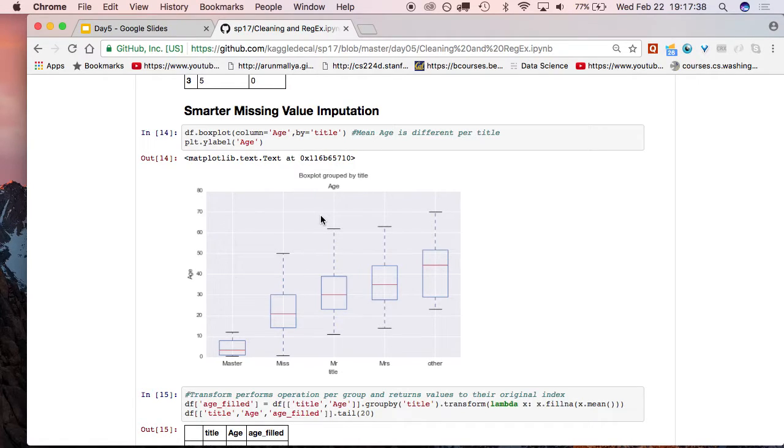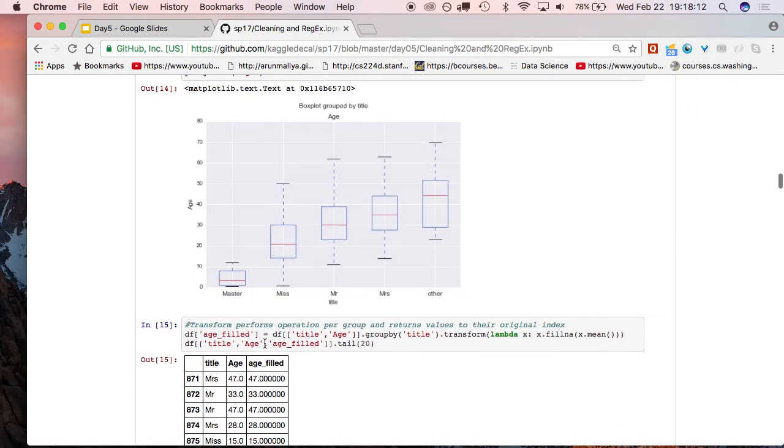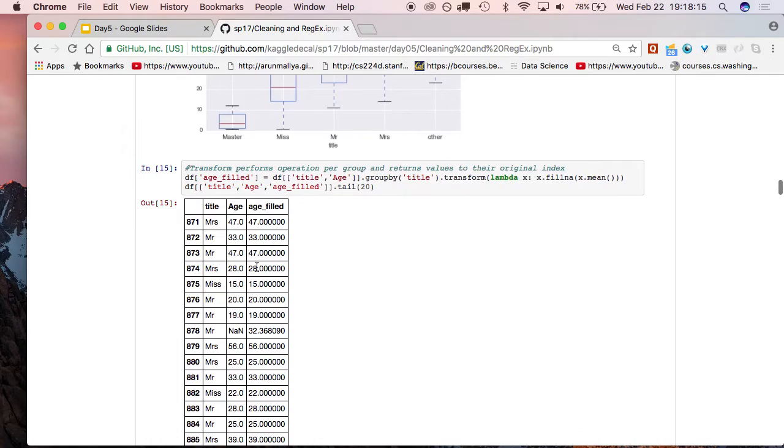Yeah, so this goes back to the idea of being able to ground problems in the real world. So this guy thought, okay, let me group by title. In this case, he grouped by master, miss, Mr., Mrs., other. And then he was able to see that clearly each of these have different age distributions. So then he went about imputing values on each of those different titles. Because a master is a young master. He's not going to be above 10. So if he had a missing value, giving him an age of 30 makes no sense, right? Yeah, cool. We agree on that.